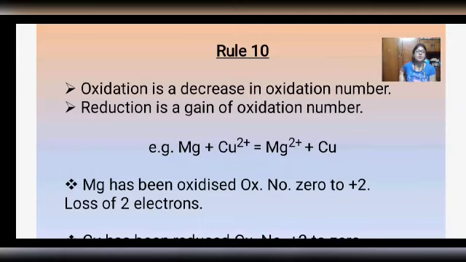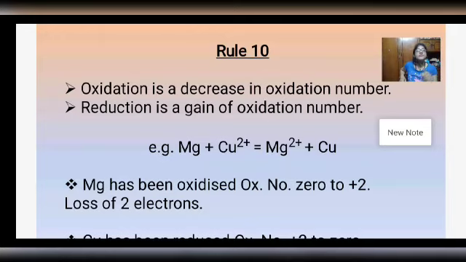Magnesium plus copper 2 plus getting converted to magnesium 2 plus and copper. Now, in this reaction we can see magnesium, since it is an element, has an oxidation number 0, and copper in the ionic form having +2 charge will have oxidation number +2. But after reaction, magnesium becomes an ion and is assigned +2 charge. So naturally, in case of an ion, the charge itself is its oxidation number.